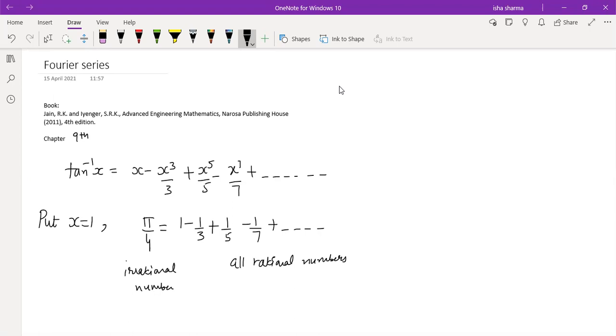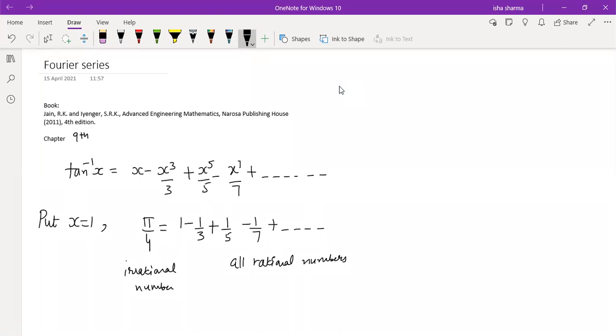On the right hand side, as you keep adding the terms, you get closer and closer to the irrational number pi by 4. You will never obtain exactly pi by 4, because we are always doing finitely many calculations. However, you can increase the number of terms on the right hand side and increase the accuracy or precision. This is possible because the right hand side series is convergent.